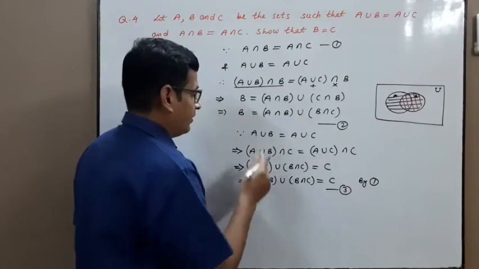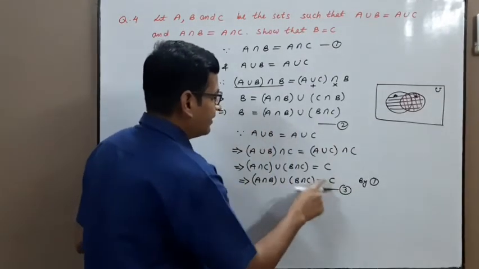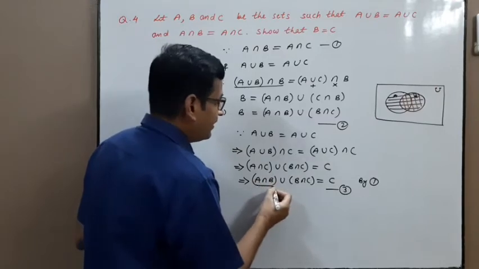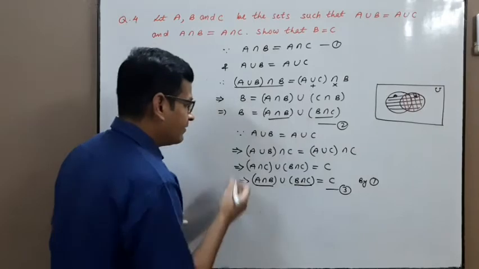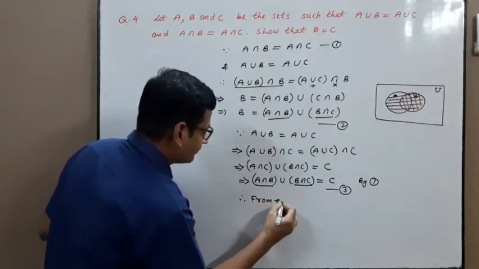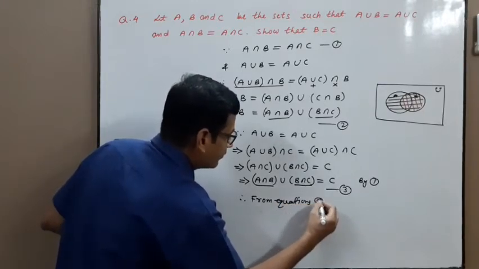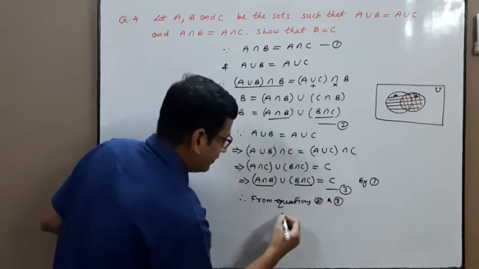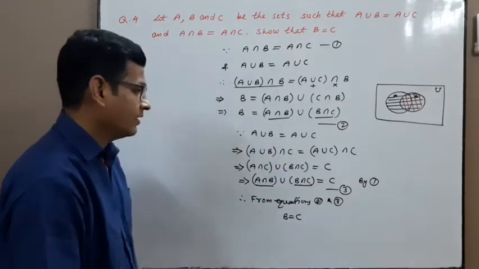Now B equal to A intersection B union B intersection C, and C equal to A intersection B union B intersection C, both are the same. It means B equal to C. Therefore from equations 2 and 3, B is equal to C. Hence proved.